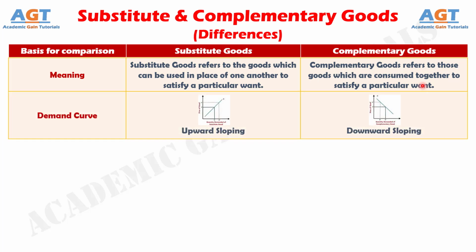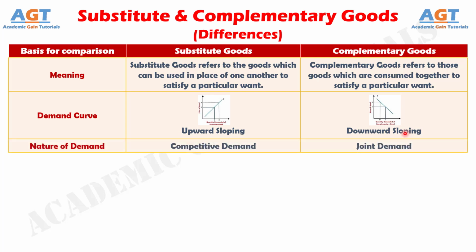Number 2. In the case of substitute products, the demand curve is upward sloping, whereas, in the case of complementary goods, the demand curve is downward sloping. Number 3. Goods that are substituted have competitive demand, whereas goods that are complements experience joint demand.